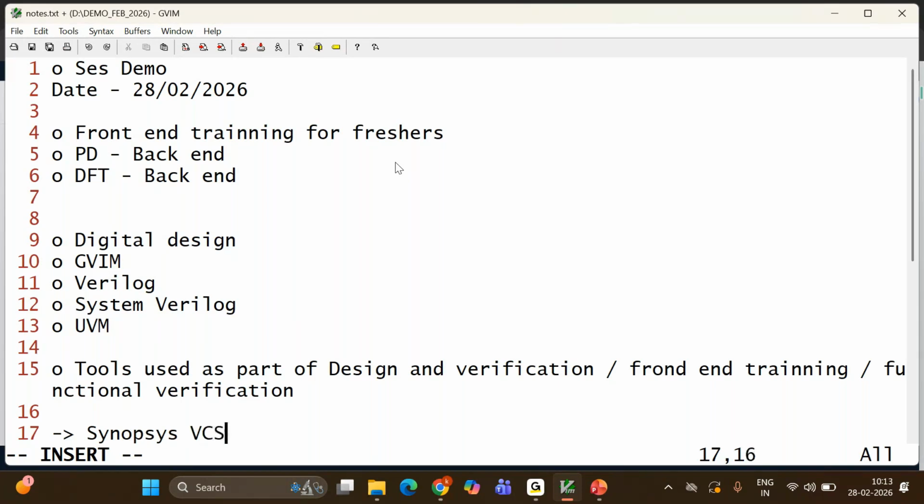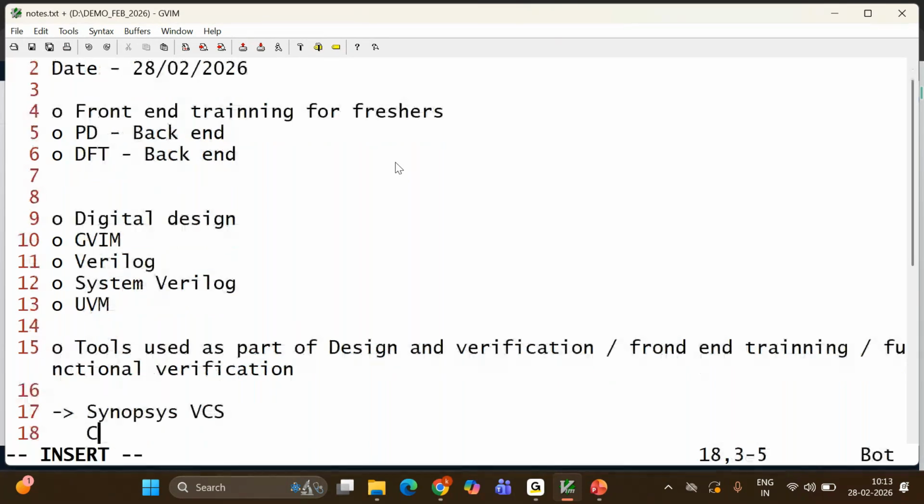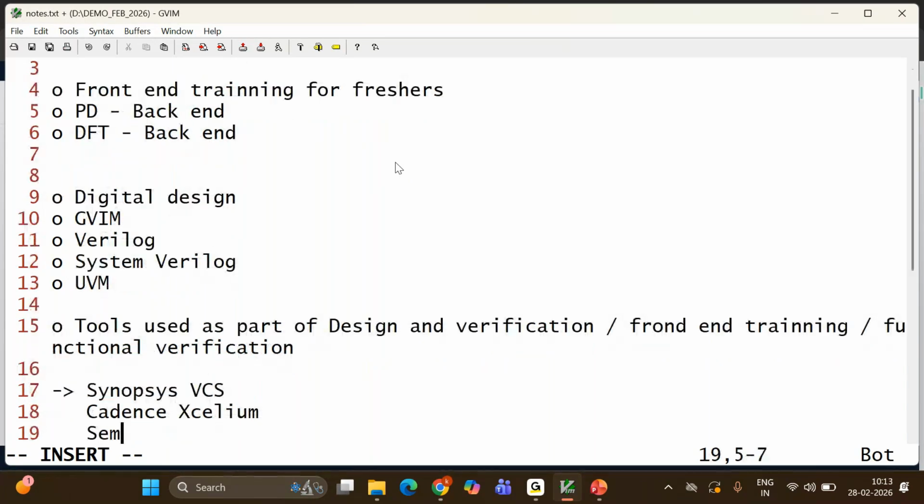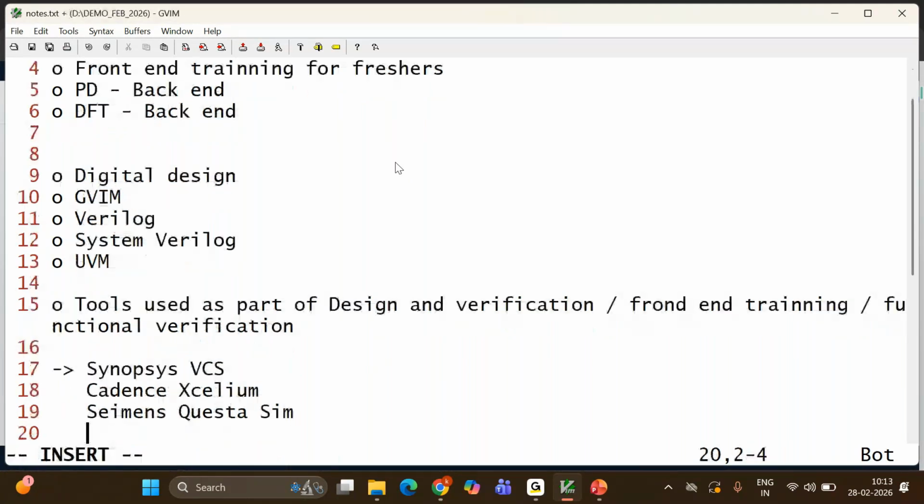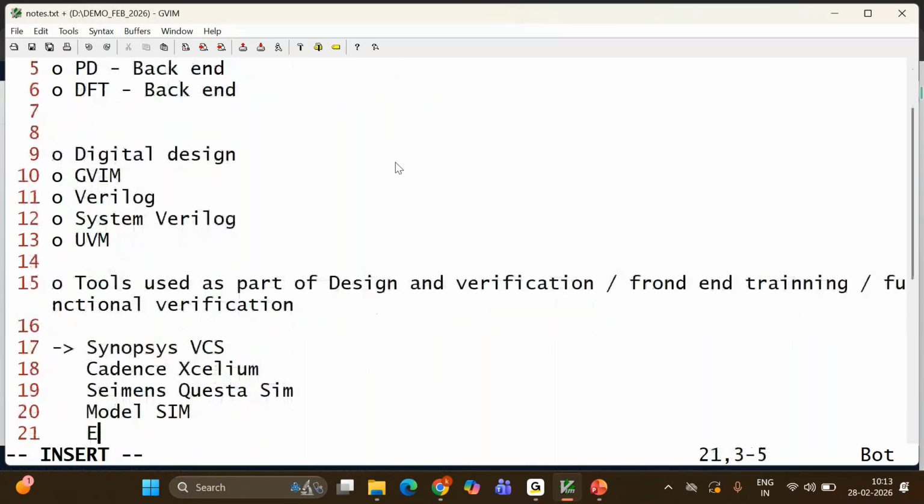The tools which are used are Synopsys VCS, Cadence Xcelium, which means VLSIGuru has these tools, licenses are there. Siemens Questa Sim, the Questa Simulator. Along with that, we will also give you access to ModelSim. We'll also give you access to EDA Playground.